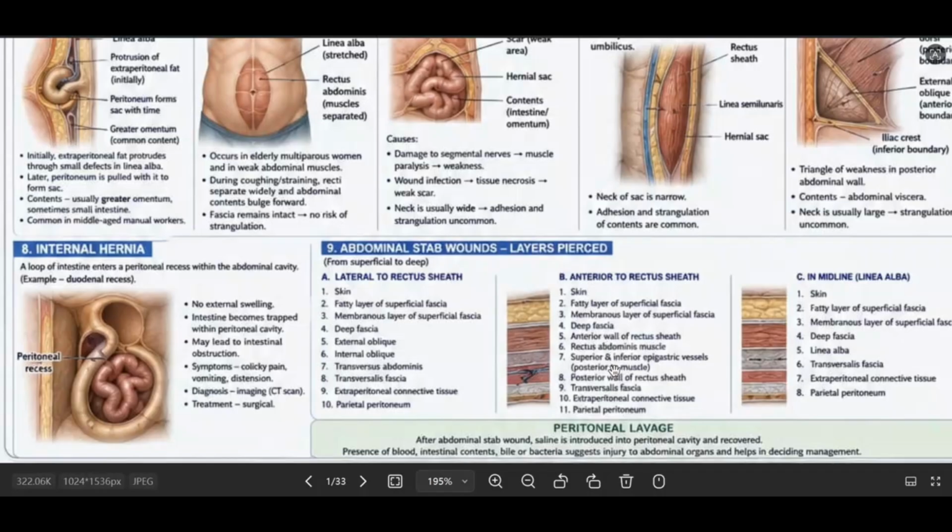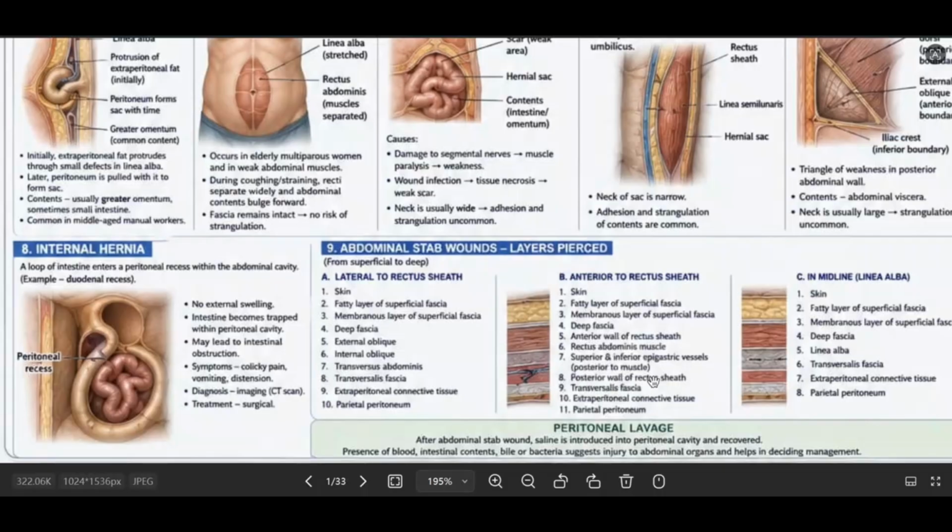and then after the rectus abdominis muscle we are going to have the superior and the inferior epigastric vessels, because I have already told you that the superior and the inferior epigastric vessels that supply the abdominal layers are present behind the rectus abdominis muscle, but before the posterior wall of the rectus sheath. That means these vessels are present between the rectus abdominis muscle and the posterior wall of the rectus sheath, okay.